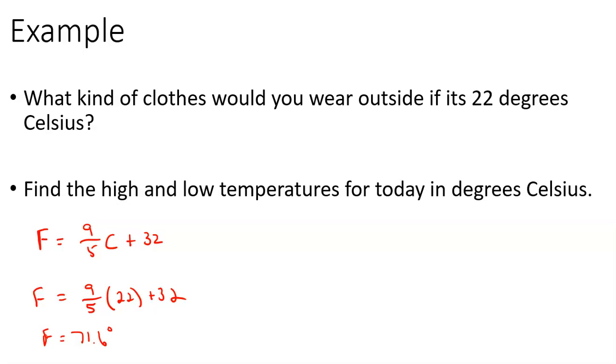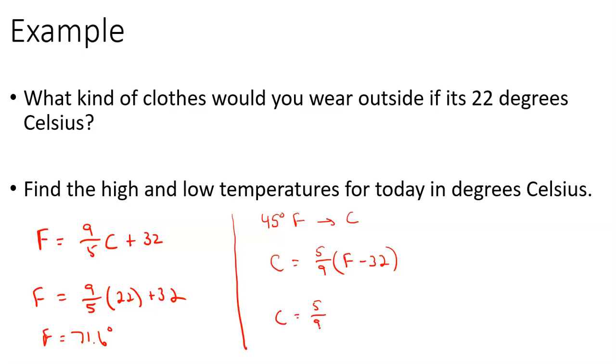So the next question said find the high and low temperatures for today, so it depends what day you're watching this. If the low temperature, let's say, was 45. So let's say we knew that we had 45 degrees Fahrenheit. You want to convert that to Celsius. What's the formula for that? The number of degrees Celsius is going to be 5/9 times the number of degrees Fahrenheit minus 32.